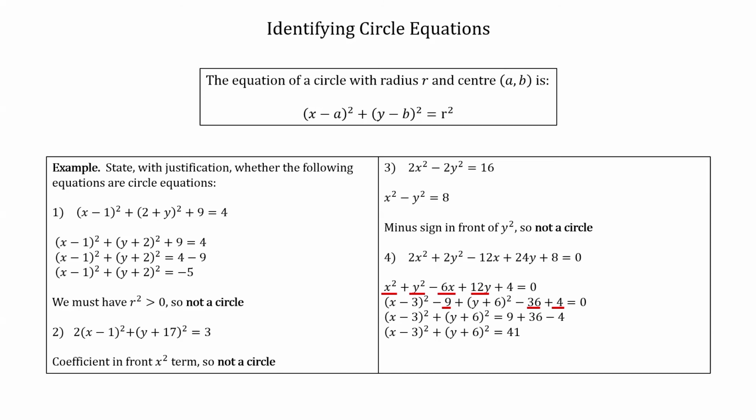So this now looks good. This is exactly what we want. We have x minus 3 all squared, so the a is 3. We have y plus 6 all squared, so b is minus 6. So y minus minus 6 would be y plus 6. And r squared is 41, so the radius is the square root of 41, whatever that is. So this is completely fine, consistent with the general equation, so it is a circle.